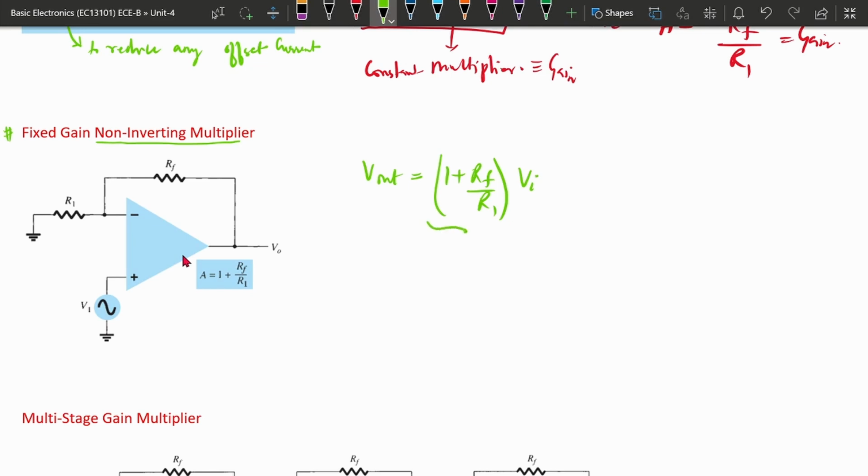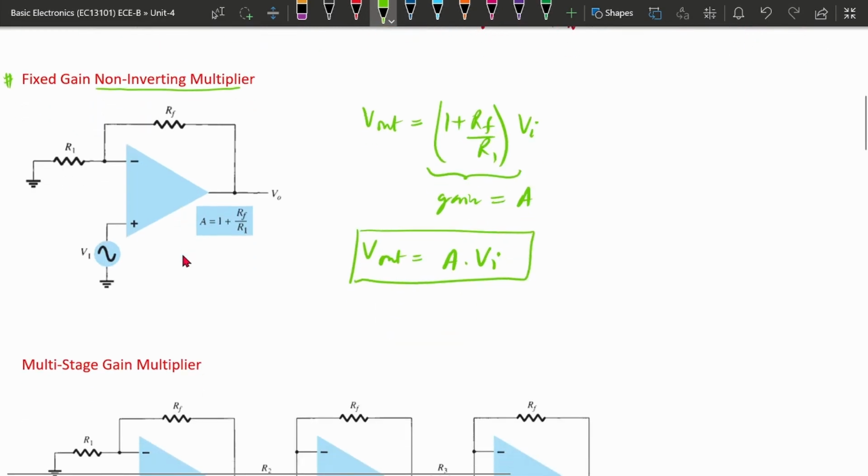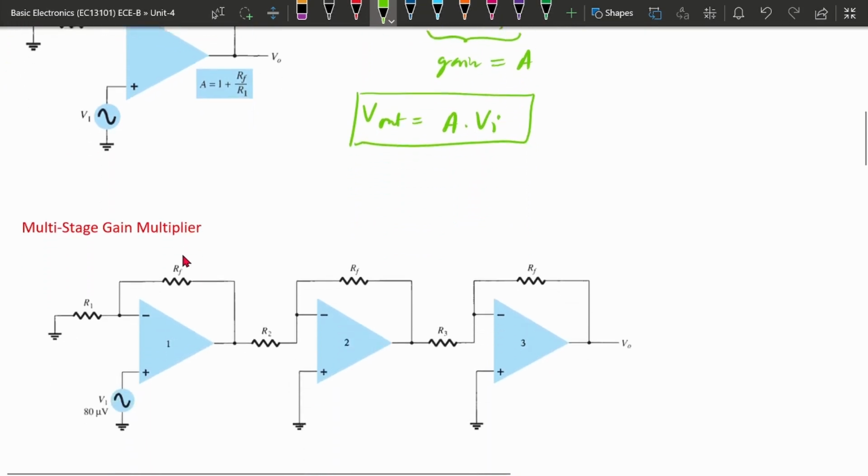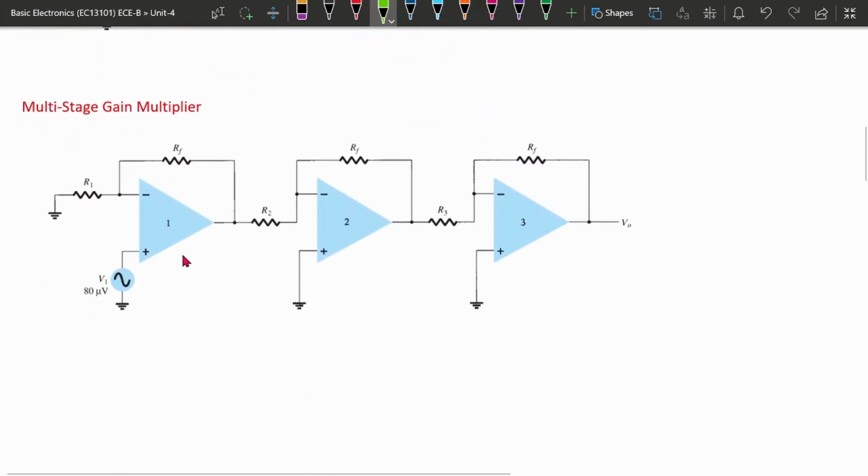So here this will be our gain. Suppose it is A, then again the V output will be A multiplied by the input. So this is a non-inverting amplifier. Next is a multi-stage gain multiplier. Multi-stage means we can use multiple stages of operational amplifiers to implement the multiplier circuit.